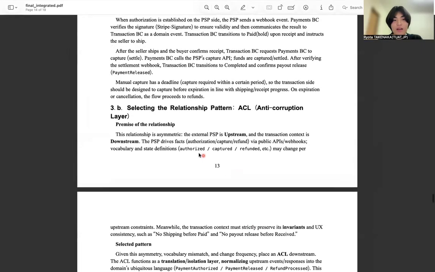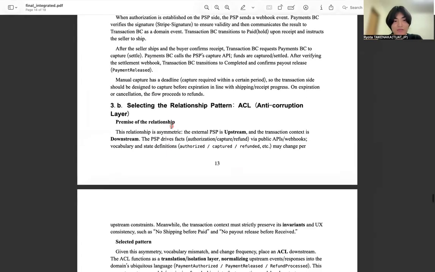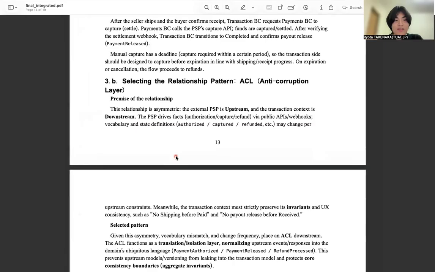And next, to manage this relationship, we must select a context mapping pattern, which is discussed here. As shown in figure 4, I have selected ACL patterns. And here is the justification. First, the external PSP is upstream and our transaction domain is downstream. We do not control the PSP's API. The language models might change. We must protect our core transaction domain from being corrupted by the PSP's external language.